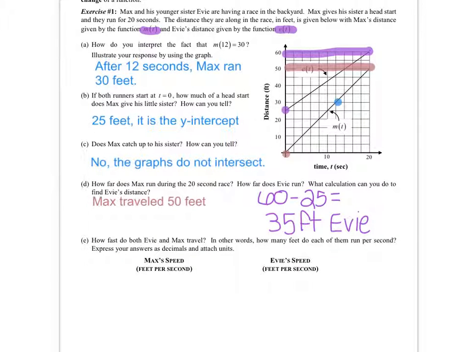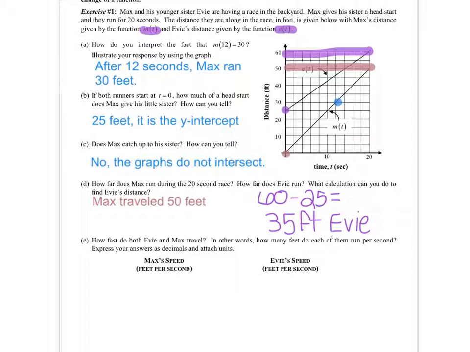I think part E is probably the best question that connects our average rate of change to this particular problem. And it asks us, how fast do both Evie and Max travel? In other words, how many feet do each of them run per 1 second, or per second? And it says, express your answers as decimals and attach units.